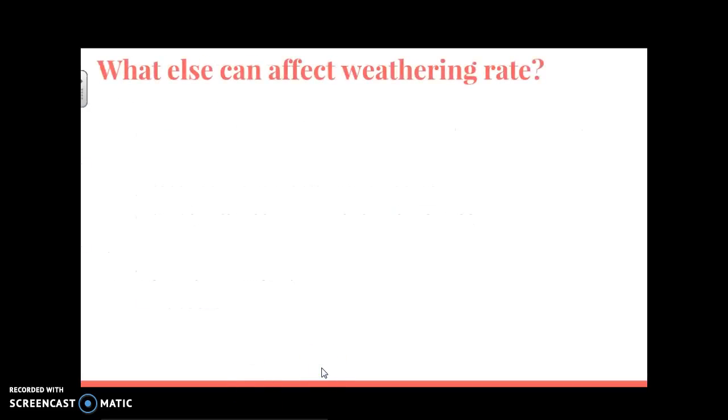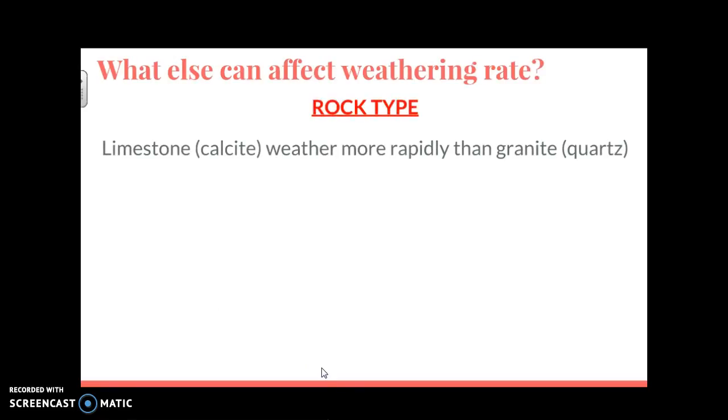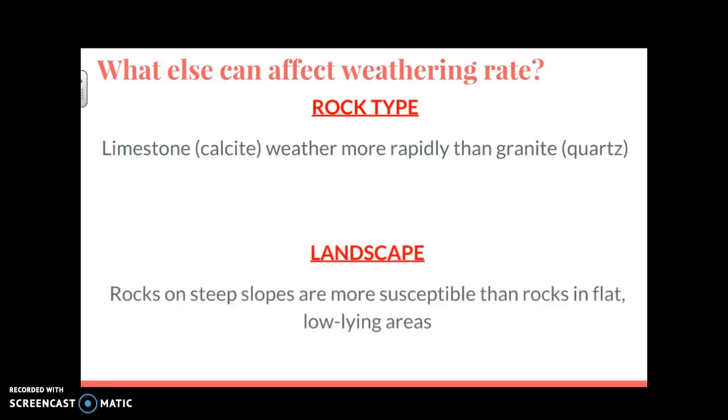What else can affect the weathering rate? Well, rock types. Limestone, such as calcite, weathers more rapidly than granite that has quartz in it. And of course, landscape. Rocks on steep slopes are more susceptible than rocks in flat, low-lying areas.